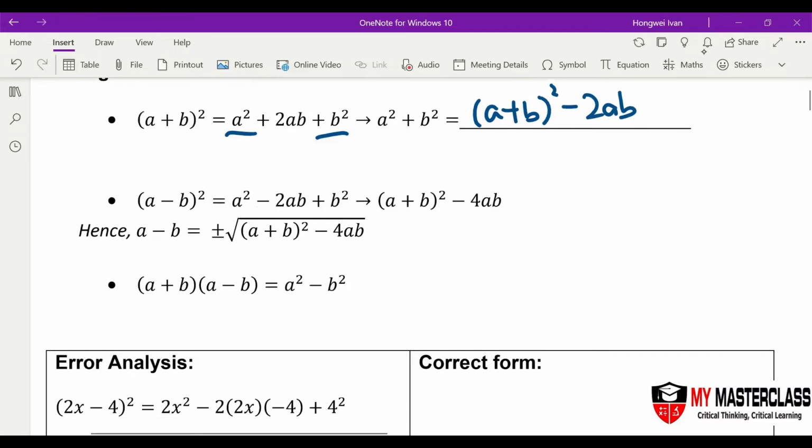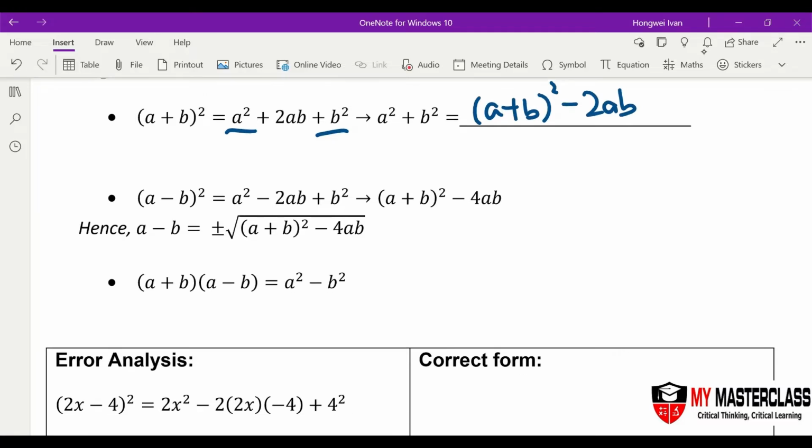But what if it's a minus b square? We know that (a minus b) square is a square minus 2ab plus b square. Remember just now, what is a square plus b square? It is (a plus b) square minus 2ab. So if this is (a plus b) square minus 2ab, you minus another 2ab, that means it will become minus 4ab. Can you see the logic there?